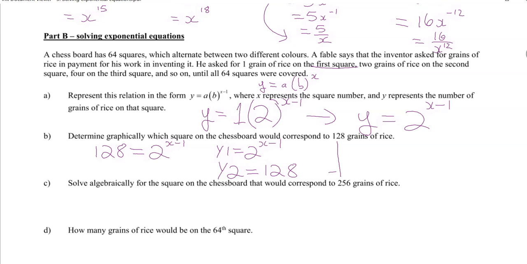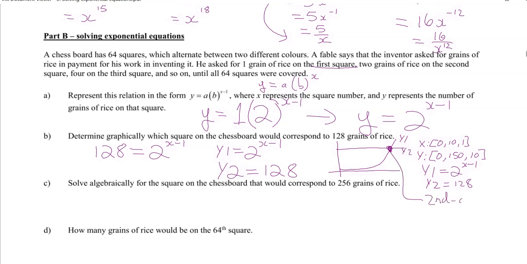So graphically determine. So our x values, we said, let's go from 0 to 10 by ones. Our y values, 0 to 150 by tens. Our graph looked like this. That was y1. Okay, so y1 was 2 to the power of x minus 1. y2 was 128. There's y2. And then we go second calc intersect. Right, where we just write down we're finding the x coordinate of the intersection, right? And we get x is equal to 8.